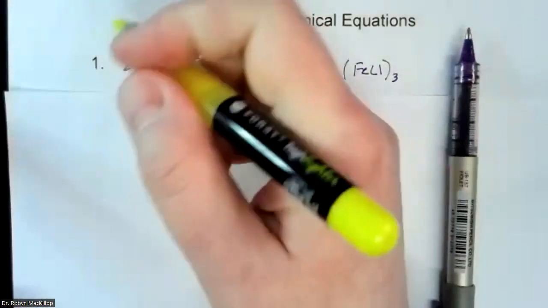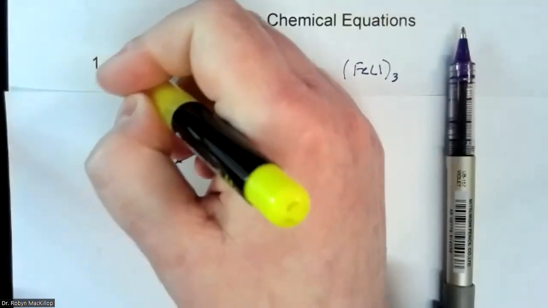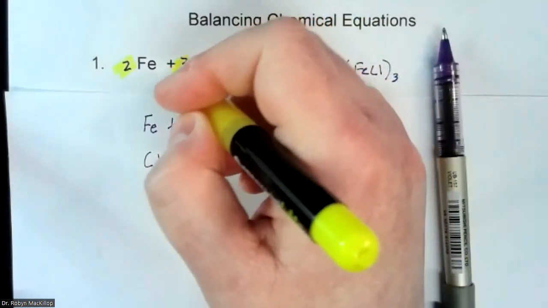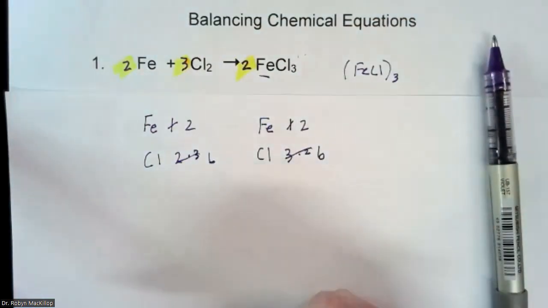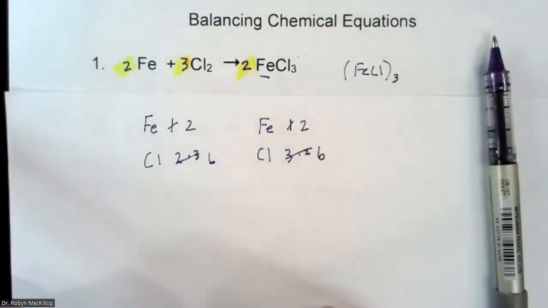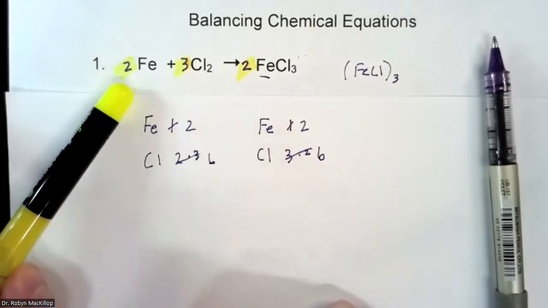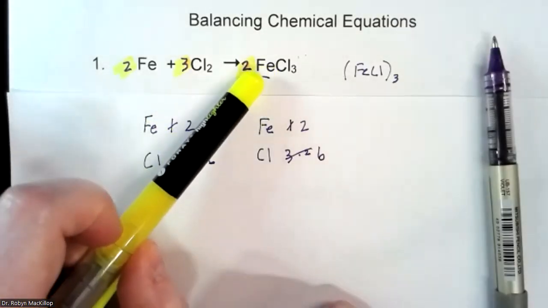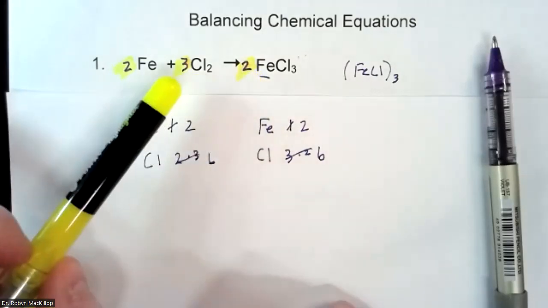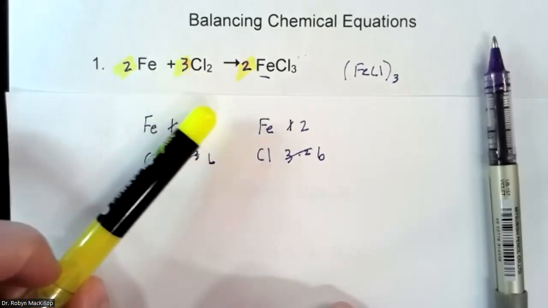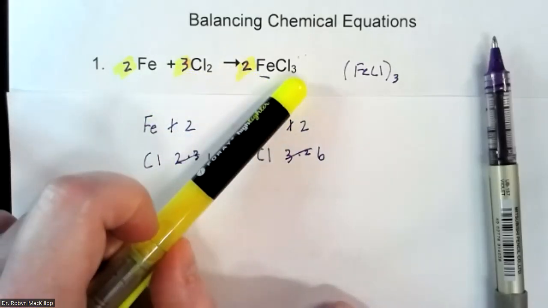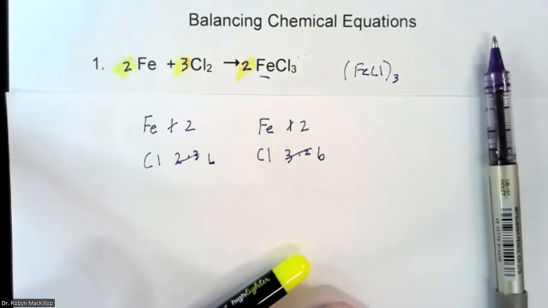So we added this, and this in order to balance. They are balanced now because we have 2 FEs on this side and 2 FEs on this side. We have 6, 3 times 2. We have 6 CLs on this side and 2 times 3, 6 CLs on that side.